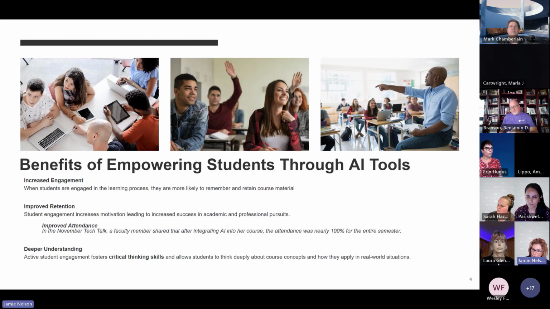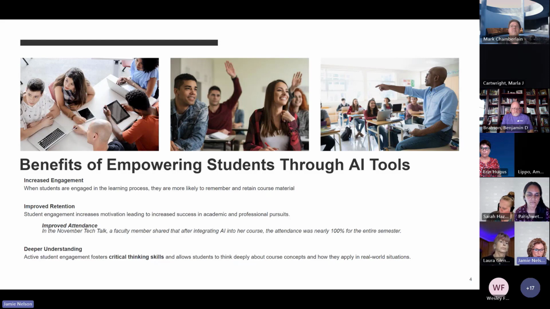Interestingly, back in our November Tech Talk, one of our instructors mentioned that she had implemented ChatGPT into her course, and we were towards the end of the semester in this conversation, and she said that her attendance was nearly 100%, that she had not had that drop off that she sometimes experiences when you get towards the end of the semester. So she attributed that to redesigning those assignments where students were engaging with the AI tools and they saw the immediate benefit, and it just made them so excited and motivated. So that's a really neat thing we wanted to share with you.